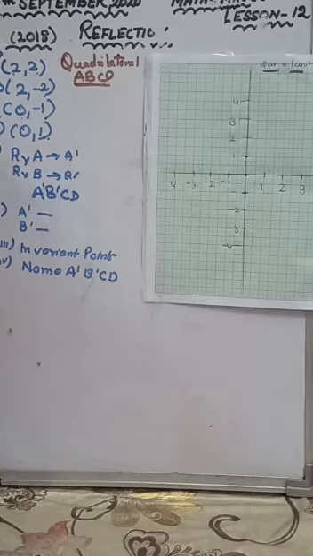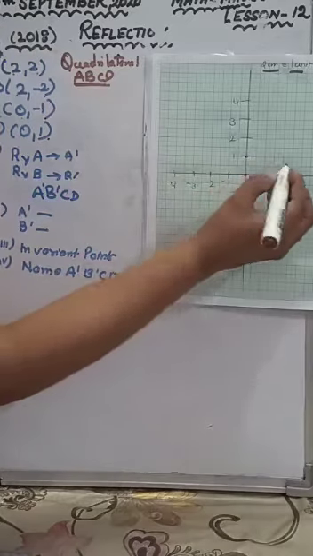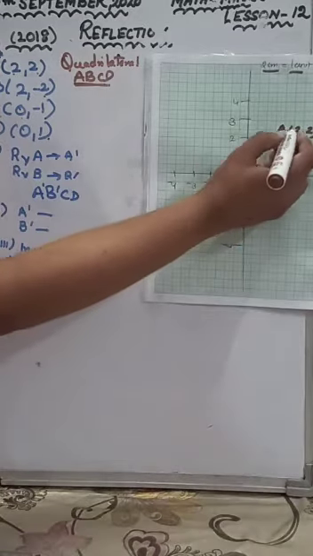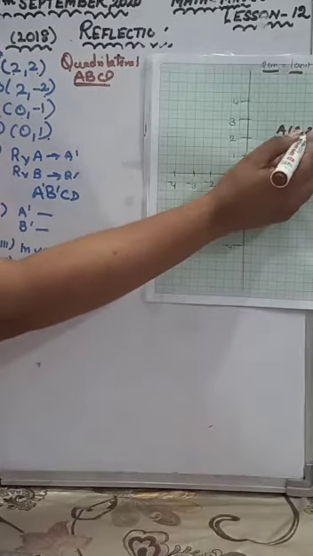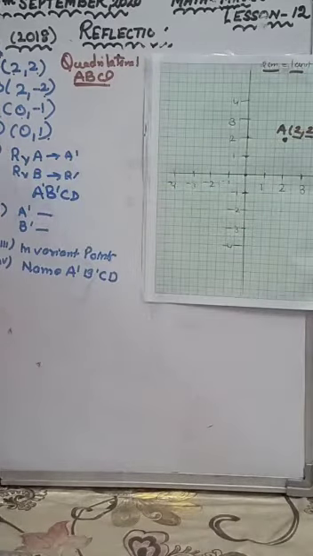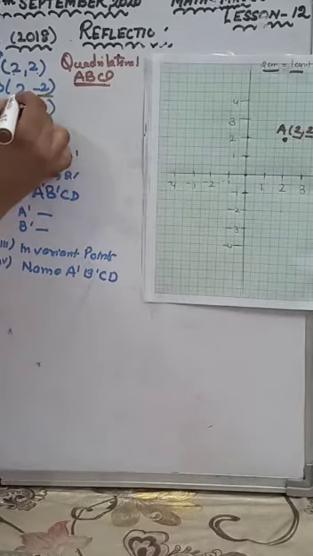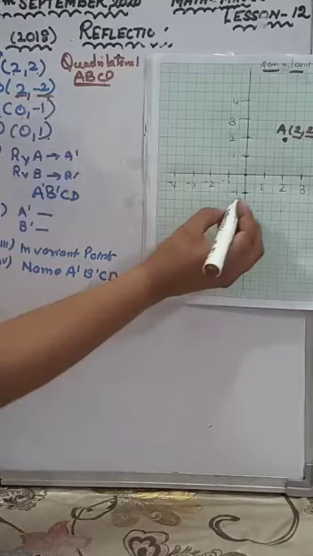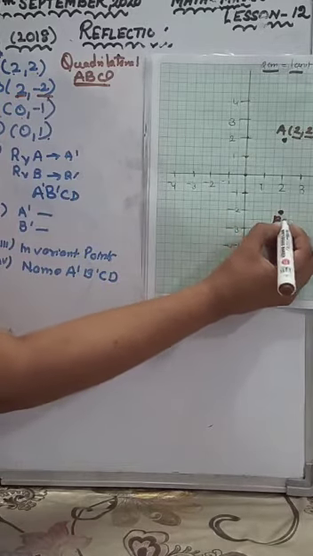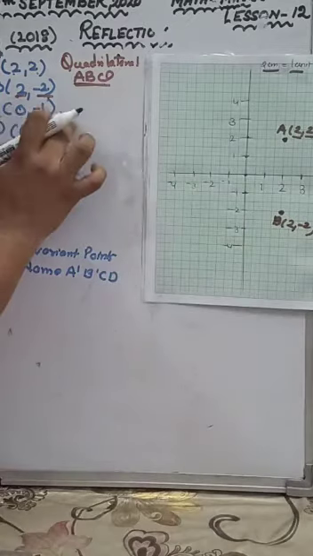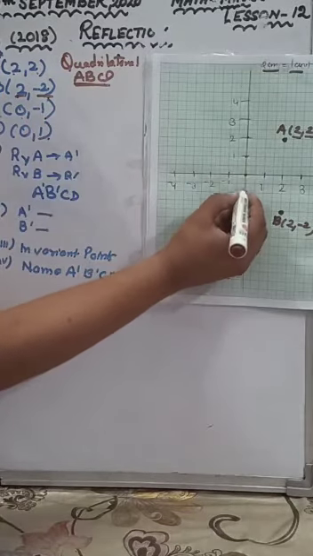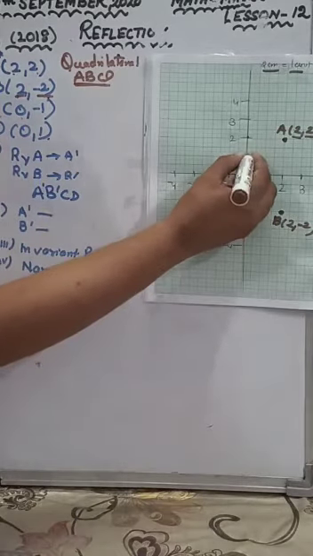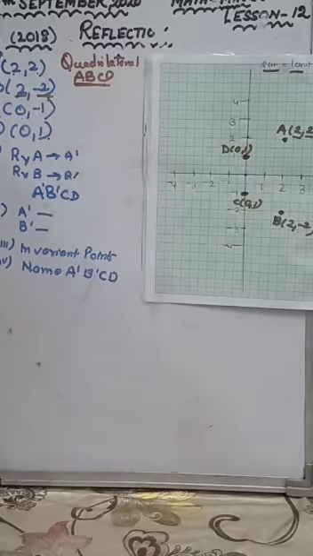So coordinate (2, 2) of point A. This is 2 on the x-axis and this is 2 on the y-axis. So this is point A. Now point B (2, -2): 2 is on the x-axis, the abscissa, and -2 is on the y-axis, the ordinate. So this is B. Now C (0, -1). This is your C. Now D (0, 1). So this is your D. So we have plotted the points.